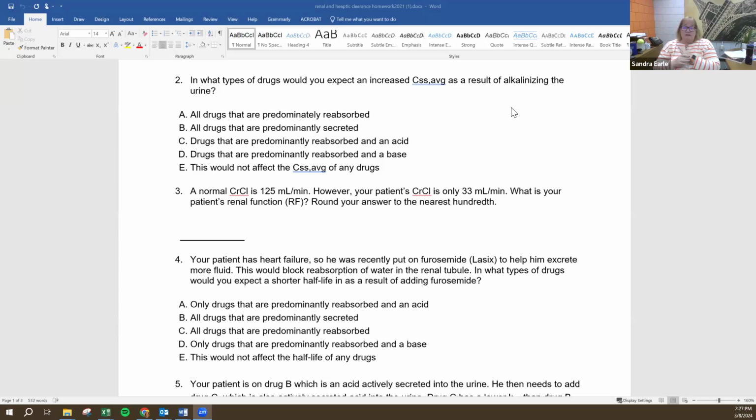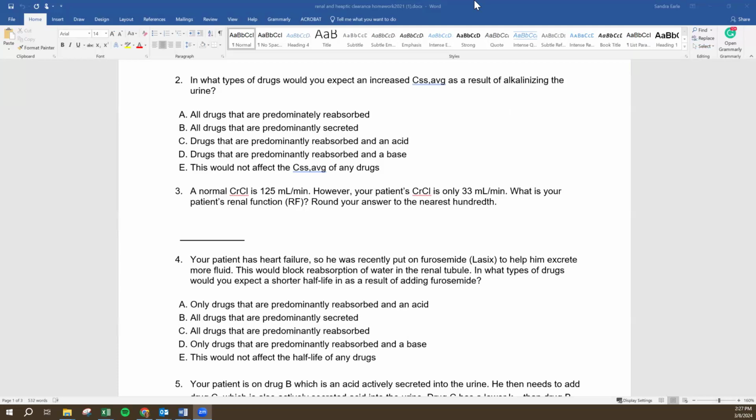And we want something that's going to enhance reabsorption, so we need it more in the unionized form. So if we had an acid, we would need it to be in a more acidic environment, not a more alkaline environment, like this question is asking. Okay, I see. So reabsorption is going to favor more unionized. In this case, the question is asking as a result of alkalinizing the urine.